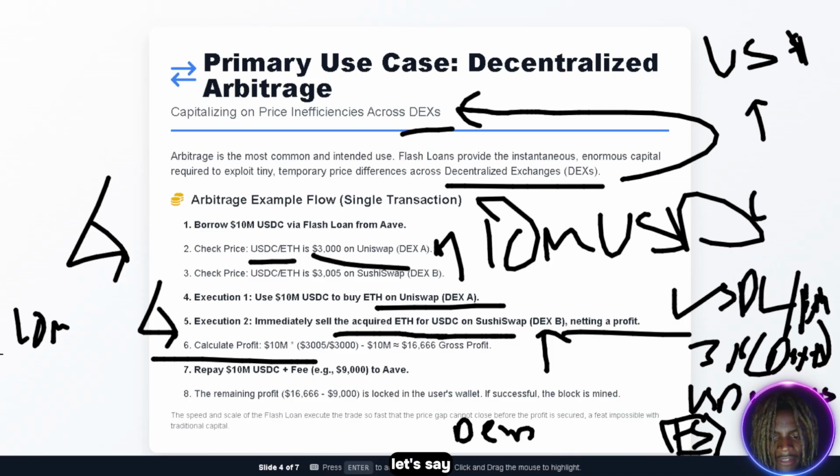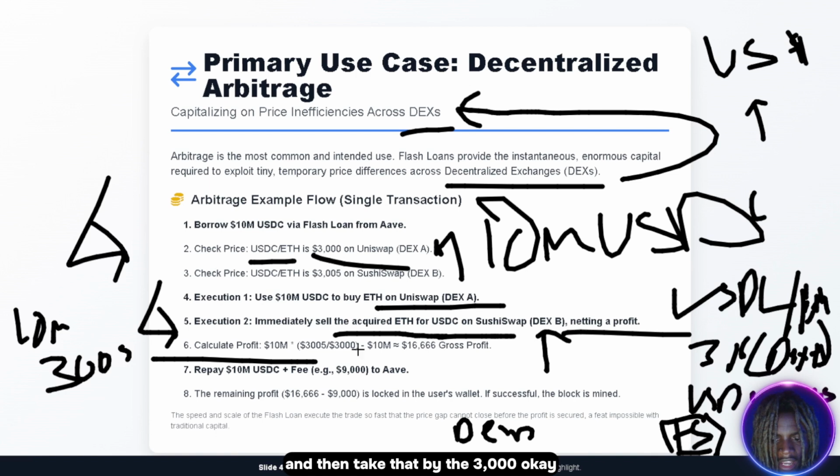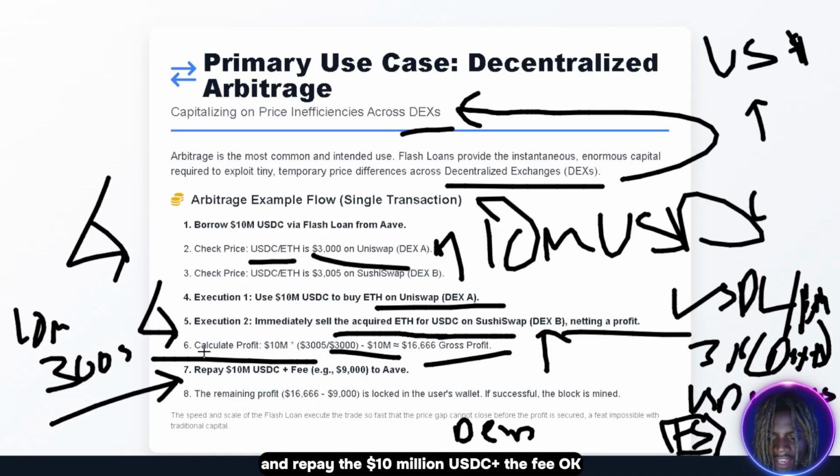Okay, let's say you take 3,000. Okay, 5. Okay, and then take that by the 3,000. Okay, minus the 10 million, and it's going to give you a 16,666 gross profit. Okay, and repay the $10 million USDC plus the fee. So for example, $9,000 to have.